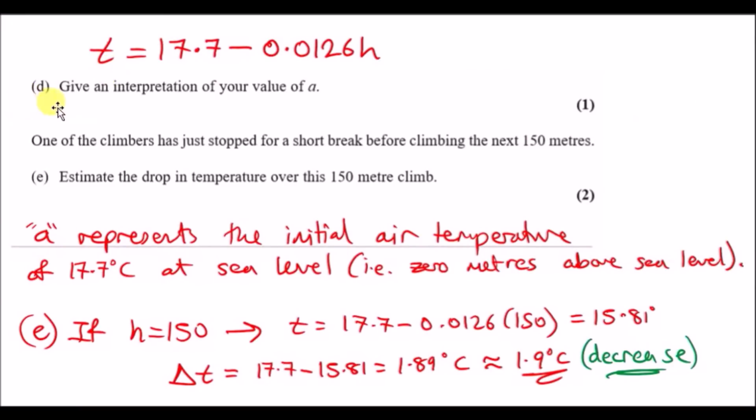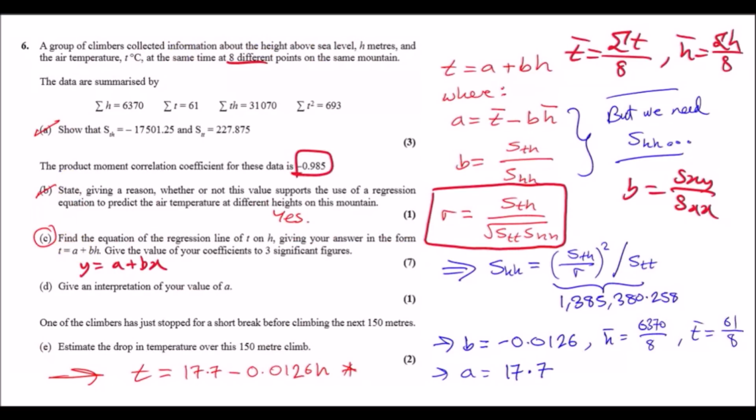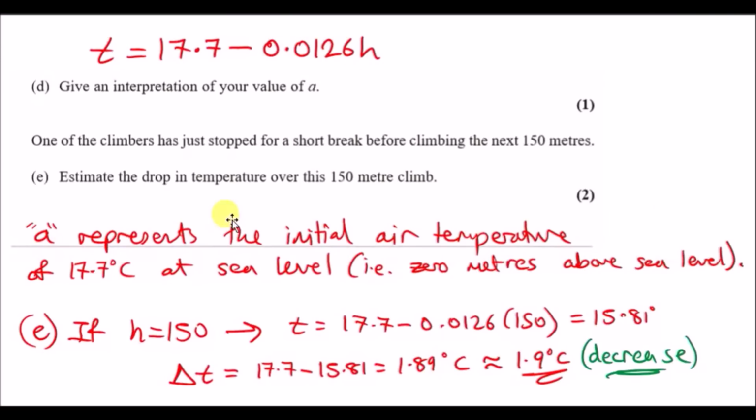So D. Give an interpretation of your value of a. So a is the 17.7. So looking back here, this is the a. What that really tells us, and I put over here, is that a represents the initial air temperature of 17.7 degrees Celsius at sea level. So i.e. when 0 meters above sea level. So what that means is that you have to assume that h is 0. So this is literally the intercept on a graph.